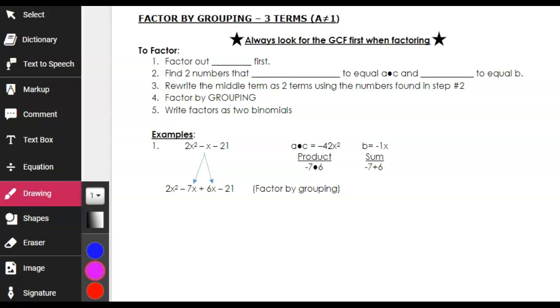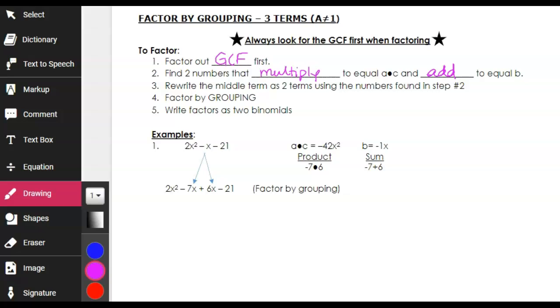So first step, factor out the GCF. You want to find two numbers that multiply to equal a times c and add to equal b. What does that sound like? We're finding the magic numbers. We want to rewrite the middle term as 2 terms using the numbers that we found in step number 2, the magic numbers, and then you factor by grouping like you did in the previous problems.